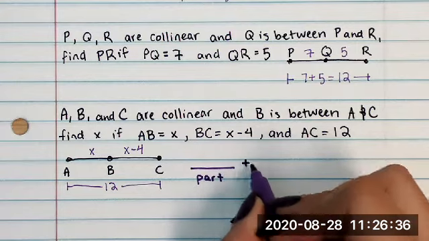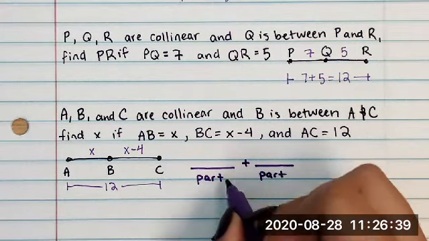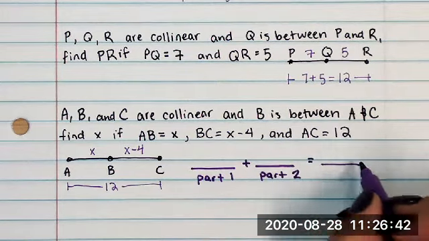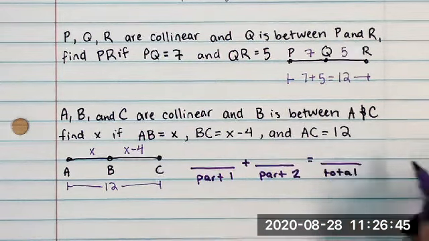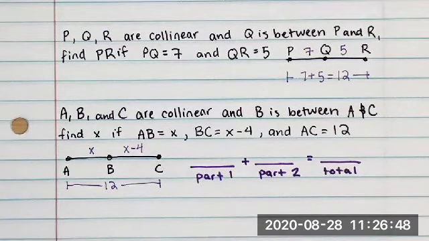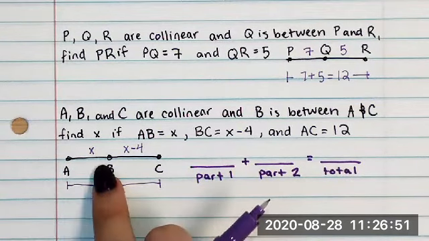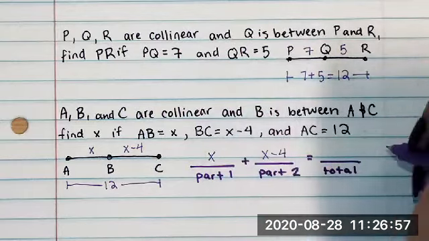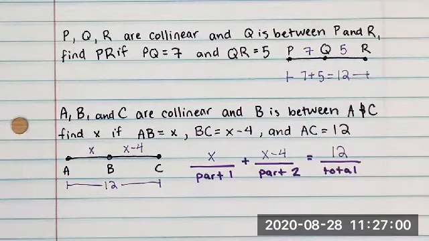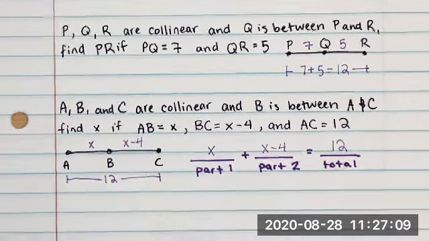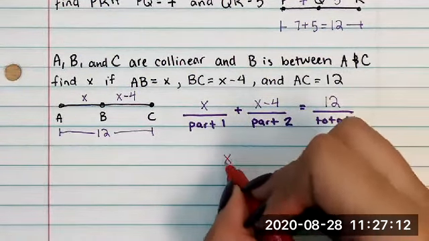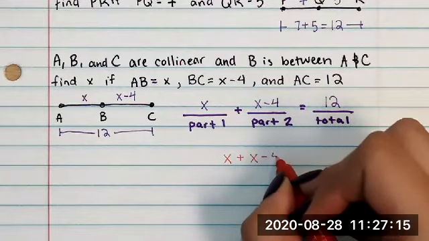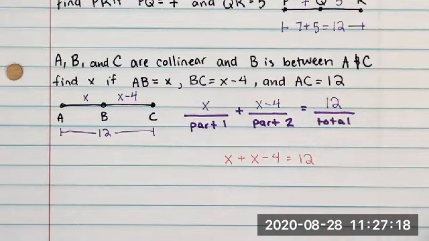And now I can set up my equation where part plus part, and you can call it part 1 and part 2, equals the total. And just fill in with your parts. So part 1, we have X. Part 2, X minus 4. And our total is 12. I'm going to go ahead and rewrite that for us so we can see it a little bit better and solve it a little bit easier. So X plus X minus 4 equals 12.